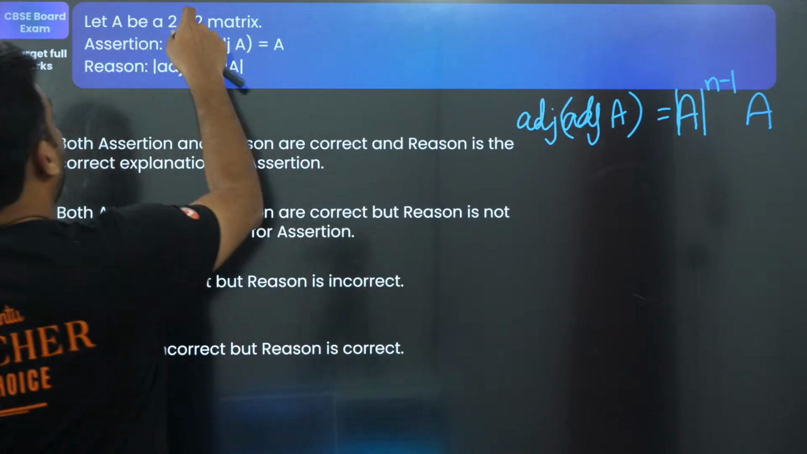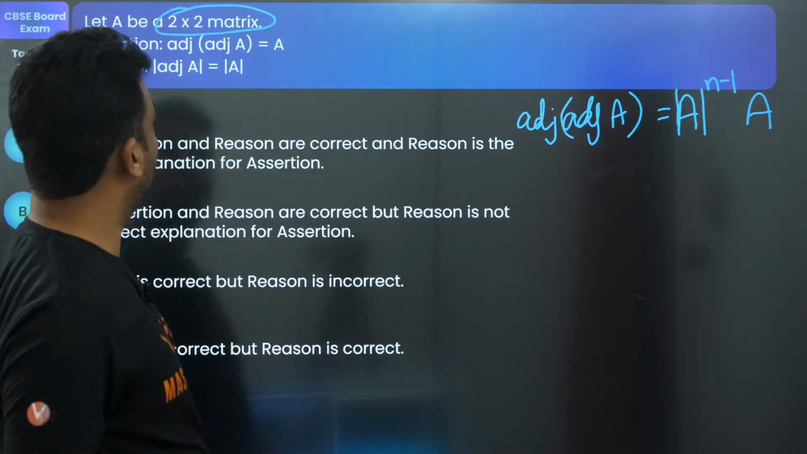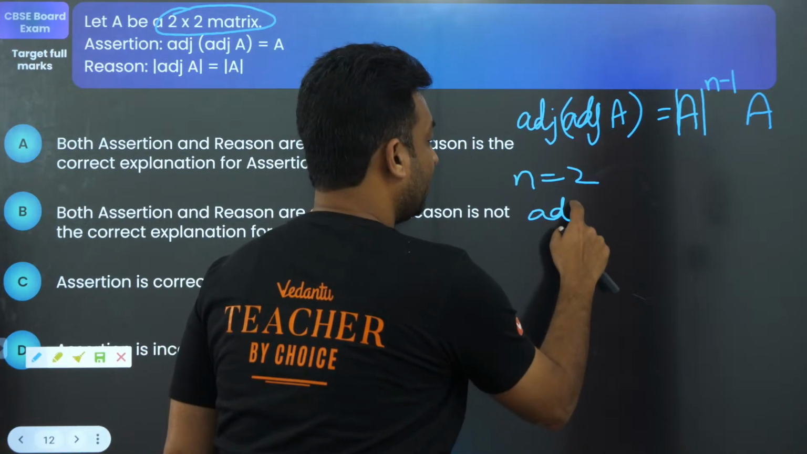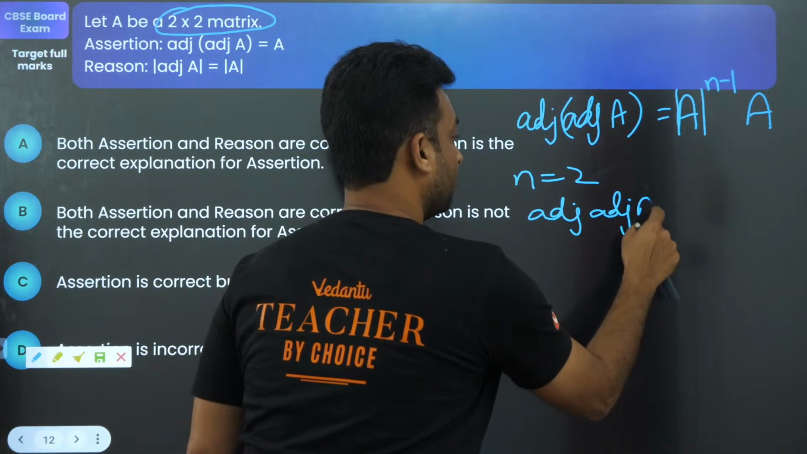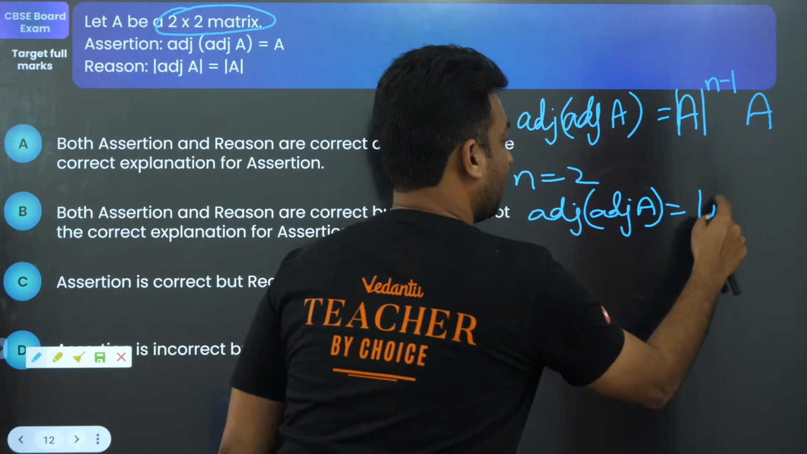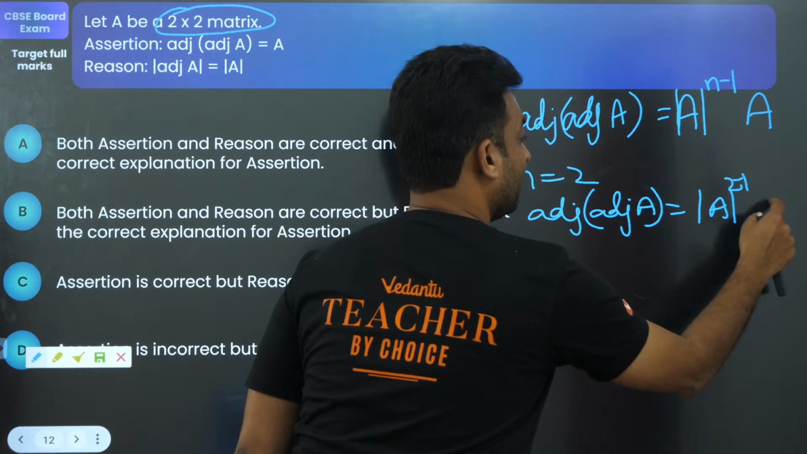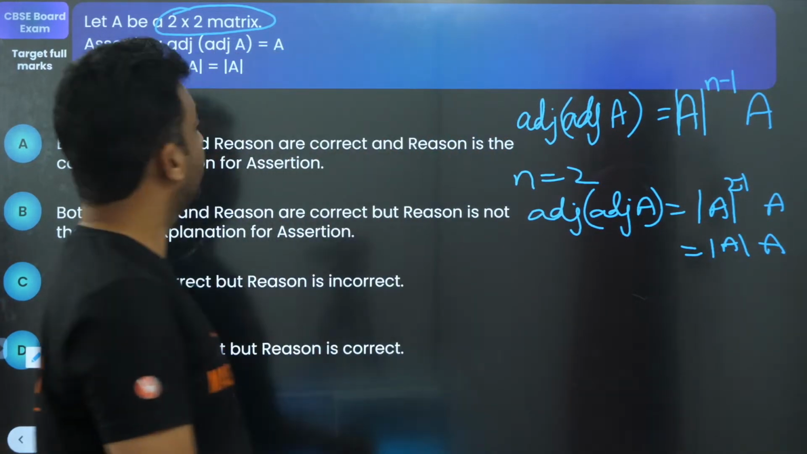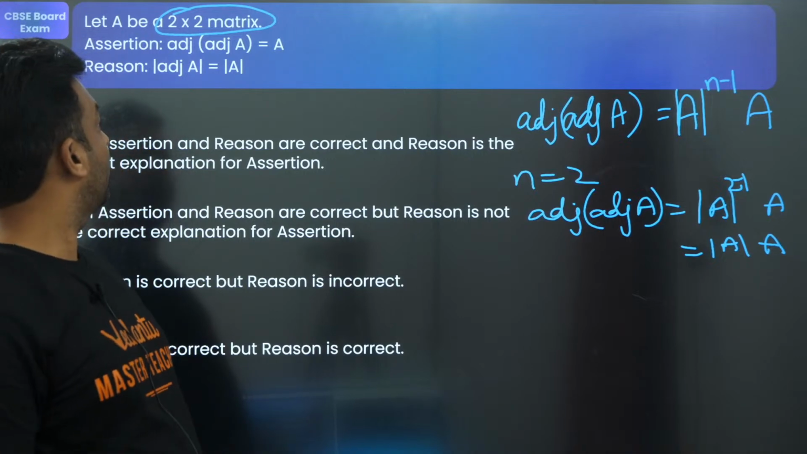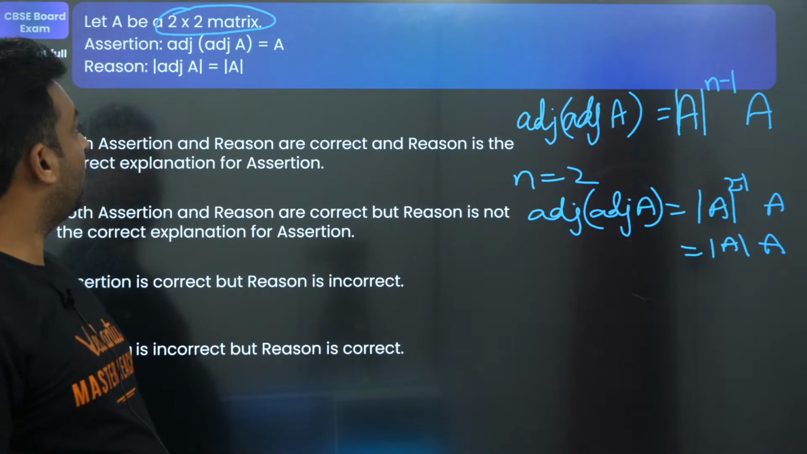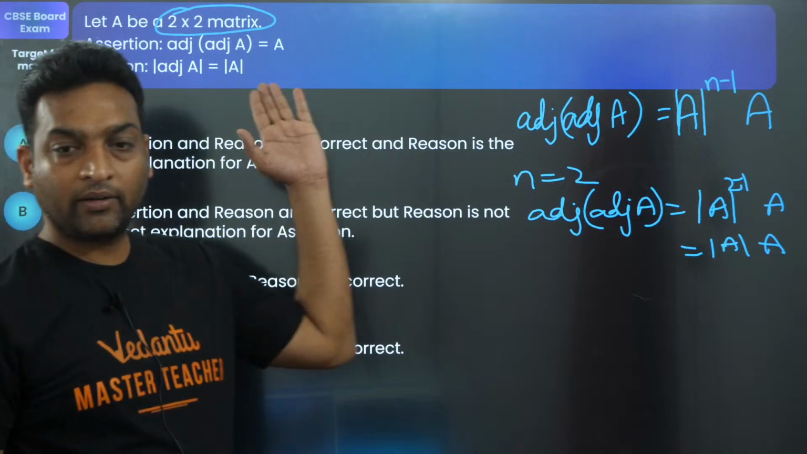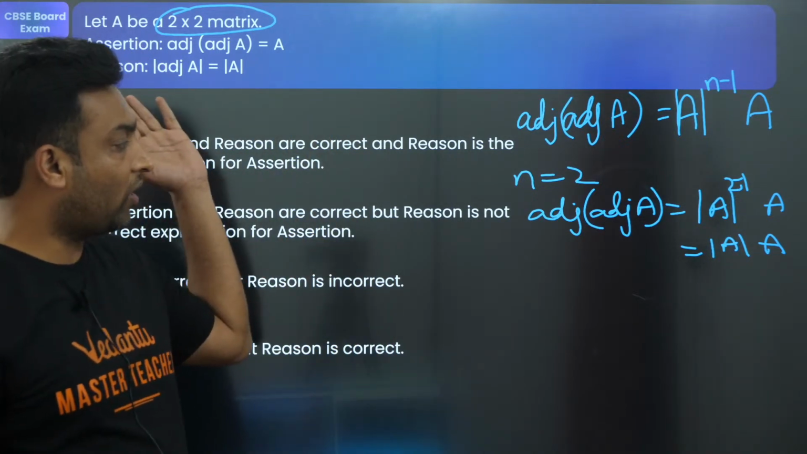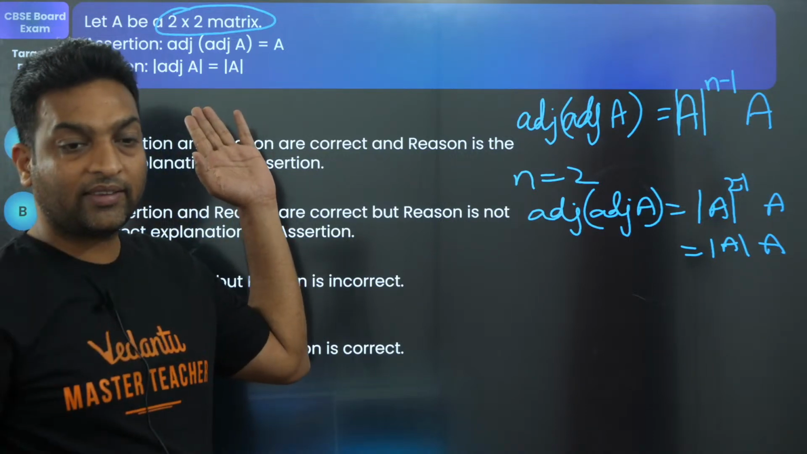What is the order given? Order is given to be 2. So because n is 2, adjoint of adjoint A is determinant A raised to power 2 minus 1 into A, which is determinant A into A. अरे ये तो wrong है. It should be determinant A into A. Absolutely wrong. Is this wrong?